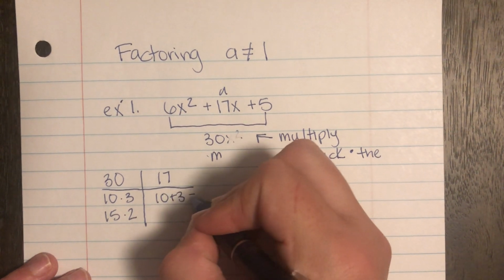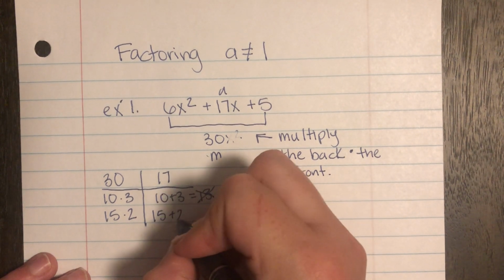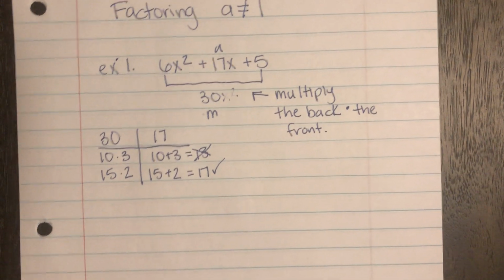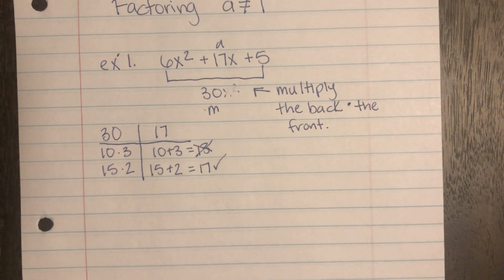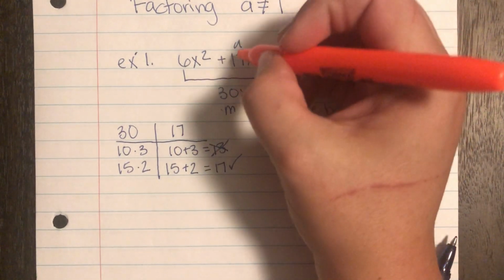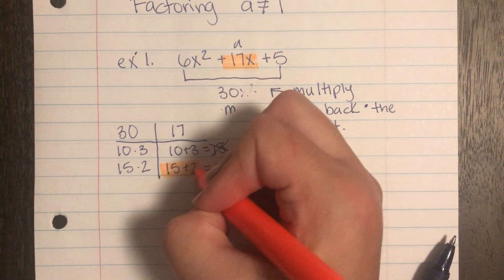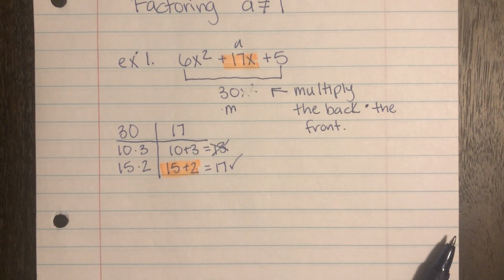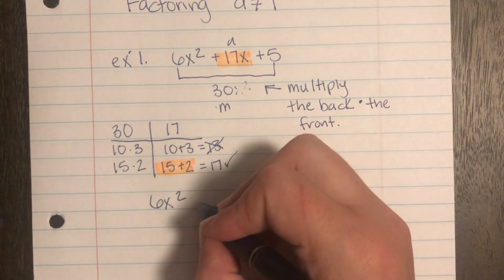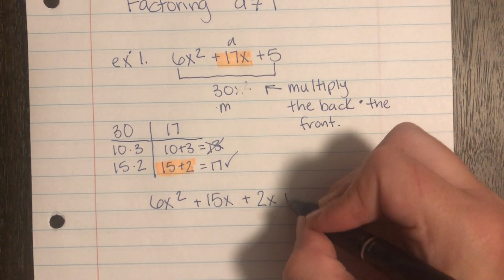10 plus 3, 13. 15 plus 2 equals 17. Ding, ding, ding. All right, so what we're going to do is we're now going to replace our middle number, 17x. This is going to get replaced by both of these. We're going to replace it with 15x and 2x instead. So 6x squared plus 15x plus 2x plus 5.